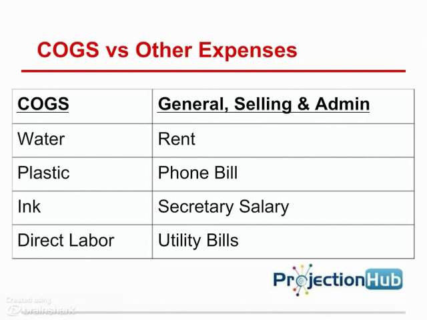Now, you'd still have a number of other expenses whether you got an order or not, right? You'd still have rent. You still have to pay your phone bill. You'd have a secretary's salary. You'd have utility bills. And that's just a few of what we call general, selling, and administrative expenses. Now, again, by the strict definition, only product-based businesses would have cost of goods sold. But now I want to look at how a service-based business still has similar variable expenses.